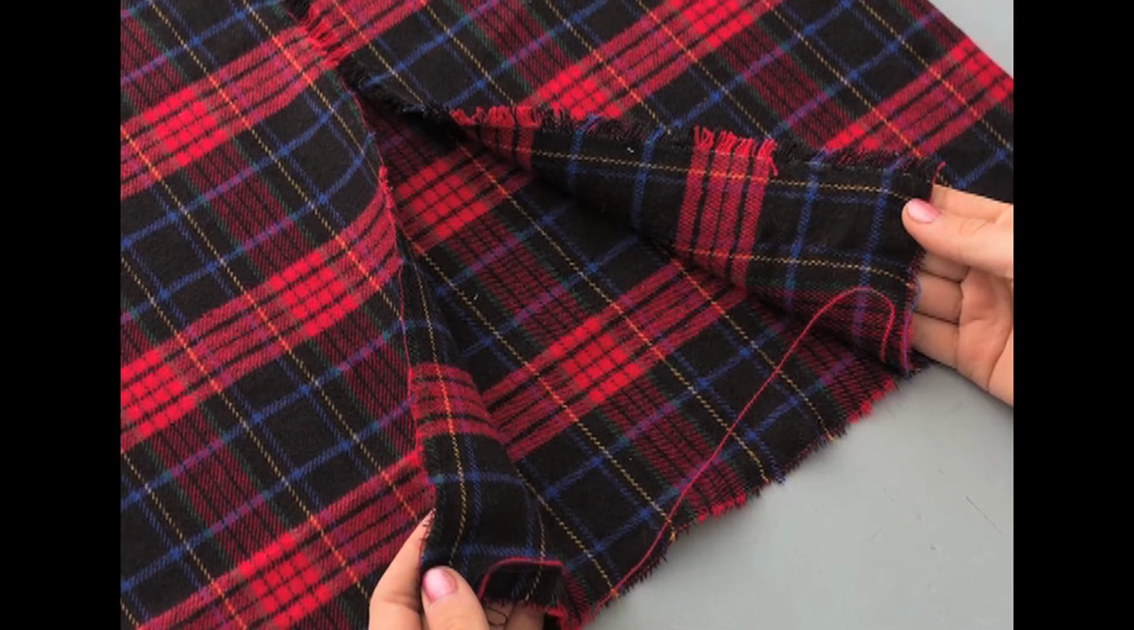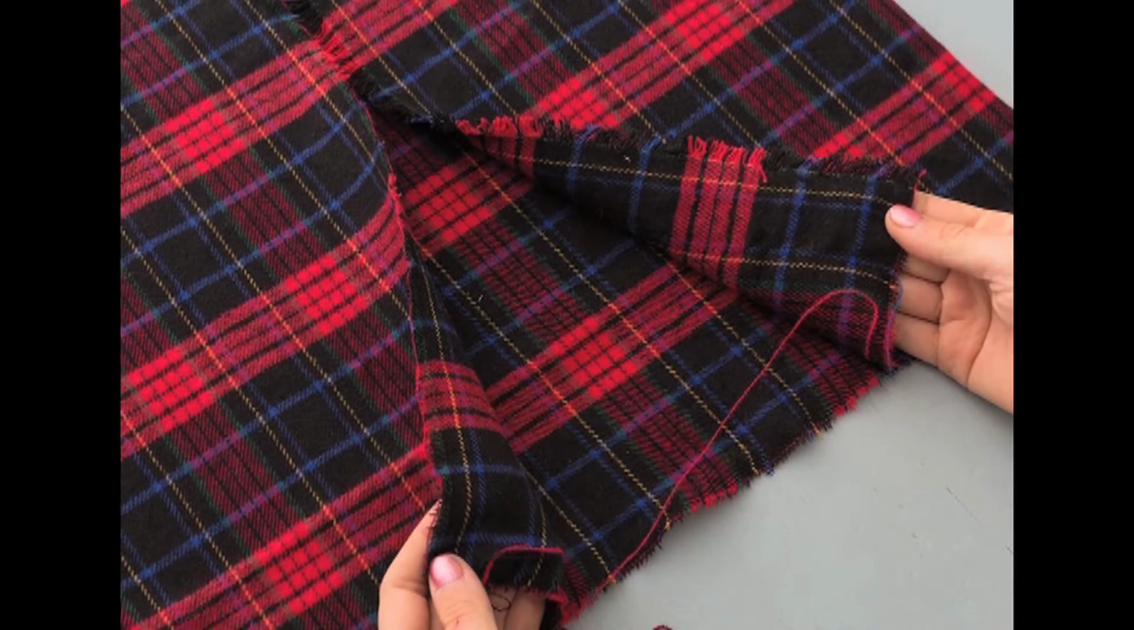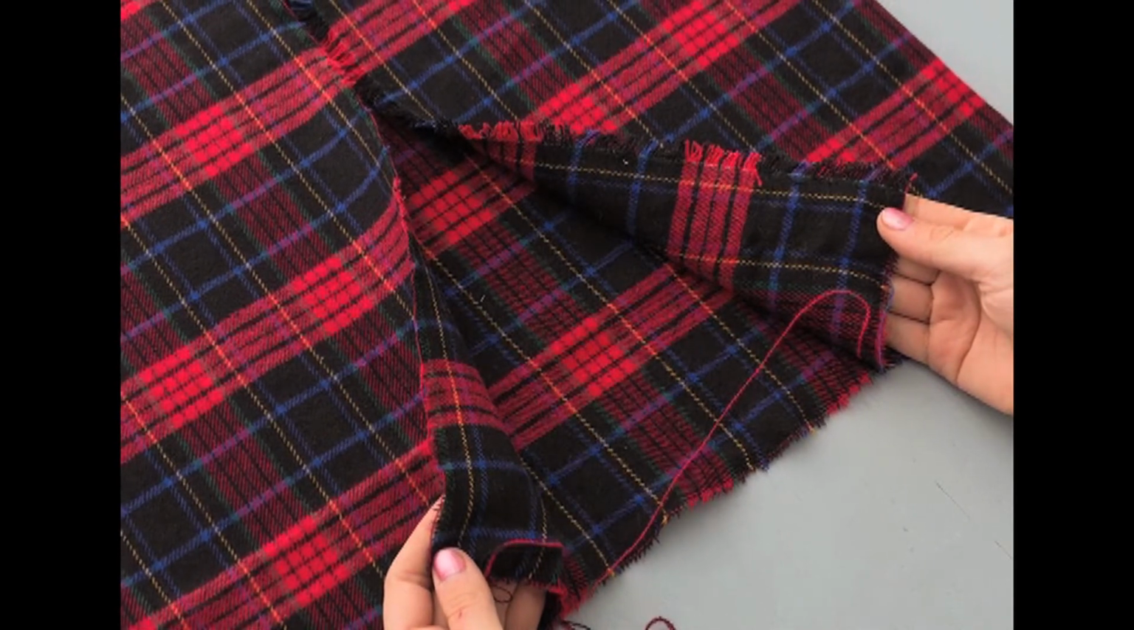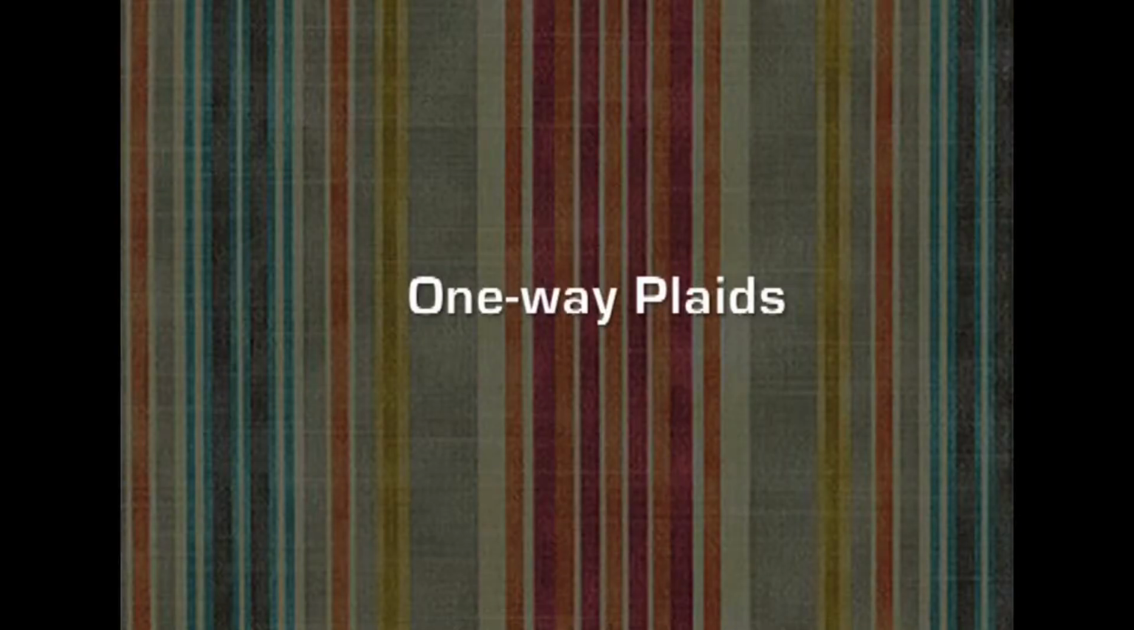To lay out a pattern on an even plaid, fold the fabric on either the lengthwise or crosswise grain, matching the plaids on both layers. Pin through both layers at 4-inch intervals to prevent slipping. One-way plaids are uneven in the lengthwise direction only.